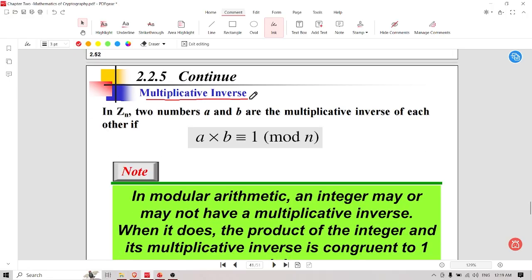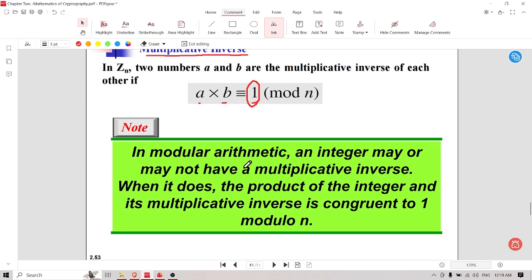Now for the multiplicative inverse, we say that a multiplied by b is, in modular arithmetic and of course, congruent to 1 mod n.